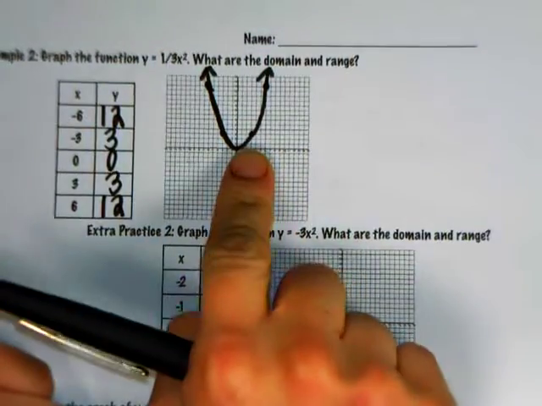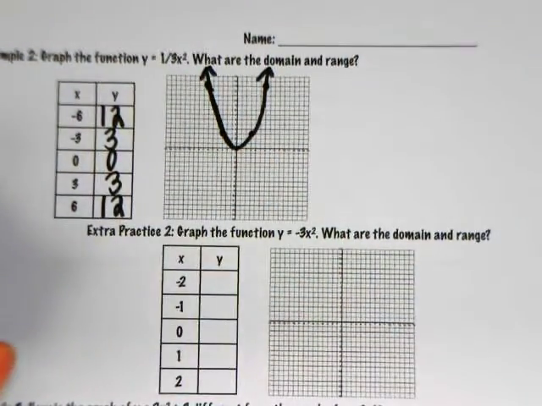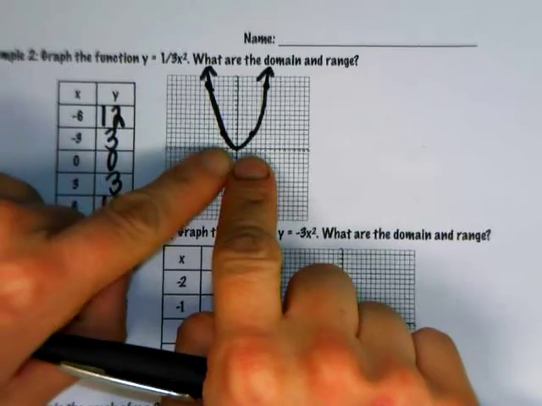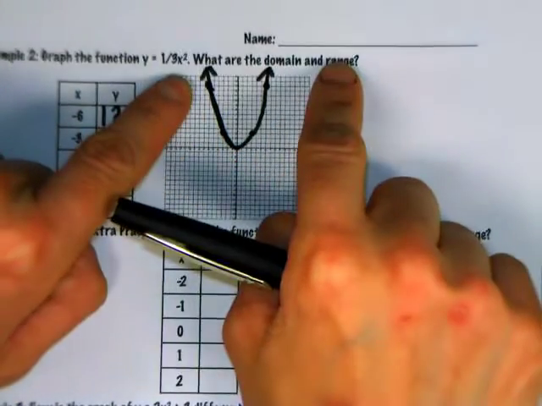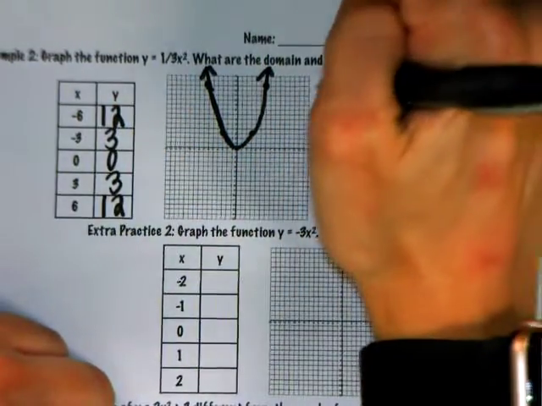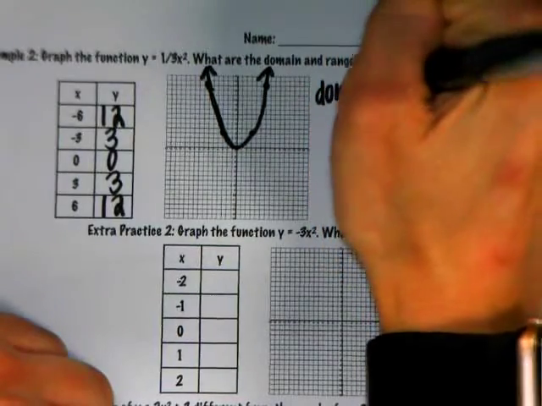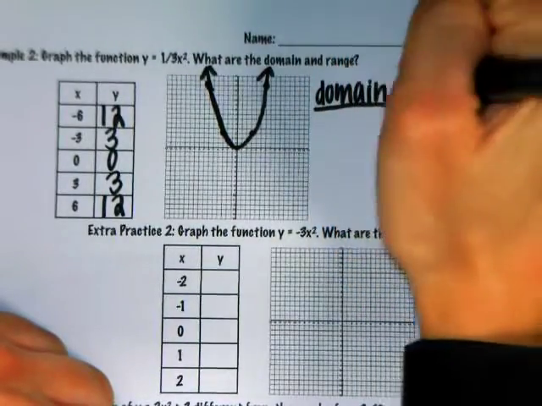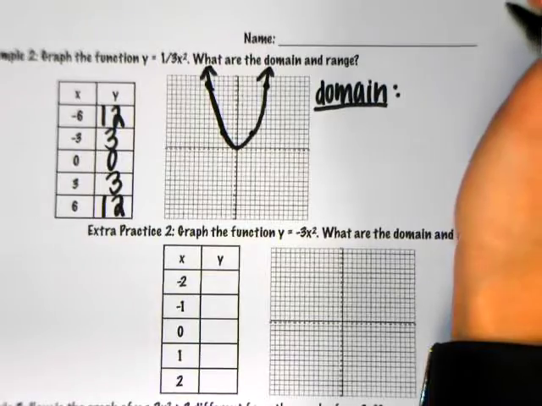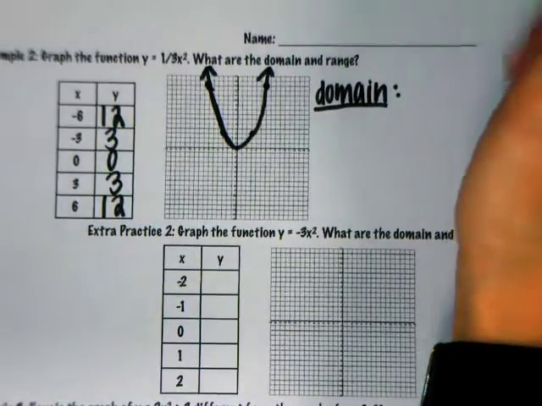So if you look at your graph, what it's doing to the left and what it's doing to the right. See how this graph can go forever to the left and forever to the right? So that's always going to be the case. So your domain is going to be all real numbers, and it's pretty much always going to be. The only time that's going to change is when the parabola shifts onto its side, and that won't happen until algebra 3, 4.